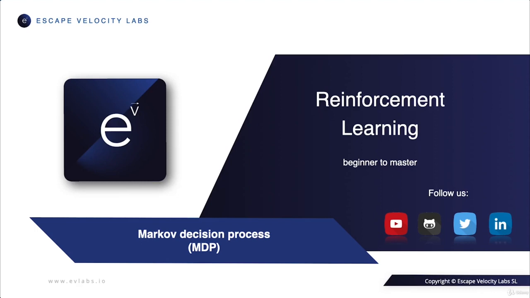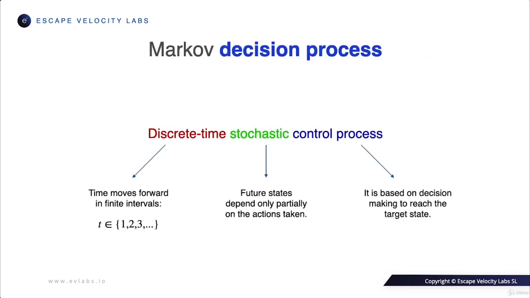In this video, we are going to take the 5 elements that we saw in the previous video and use them to create a template that describes all control tasks. That template is known as the Markov decision process. But what exactly is a Markov decision process?